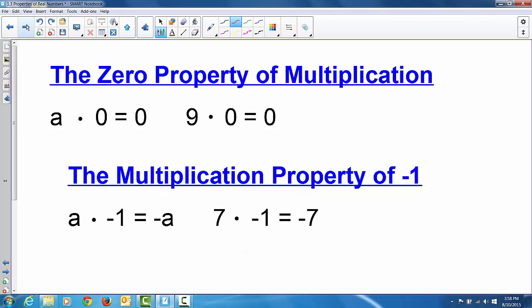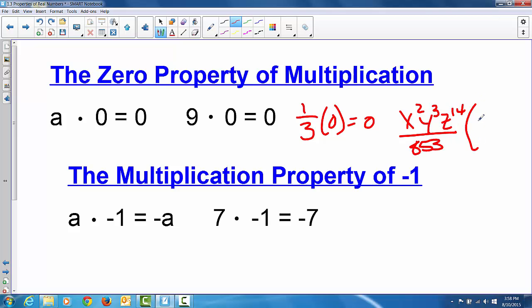The zero property of multiplication is whenever you multiply a number by 0, you're going to get 0. It doesn't matter what you multiply by 0, you're always going to get 0. A times 0 is 0, 9 times 0 is 0, 1/3 times 0 is 0, x squared y to the 3rd, z to the 14th divided by 853 times 0. Yes, it's going to be 0. It doesn't matter. As long as you multiply it by 0, you're going to get 0.